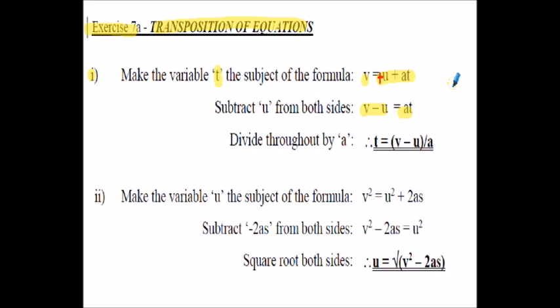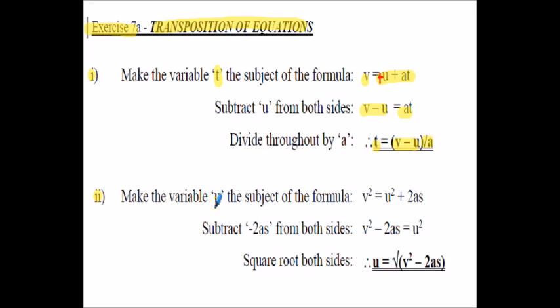Now I want to get rid of the a to leave myself with t. At the moment the a is multiplying by the t, so the inverse operation is to divide. So I'm going to divide both sides by the a. And I'm dividing throughout by a. All terms get divided by a. So that gives me t is equal to v minus u in brackets, all divided by a.